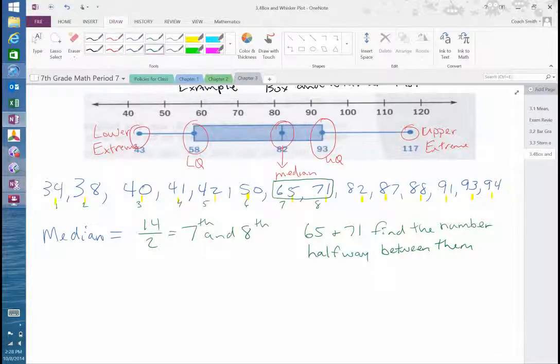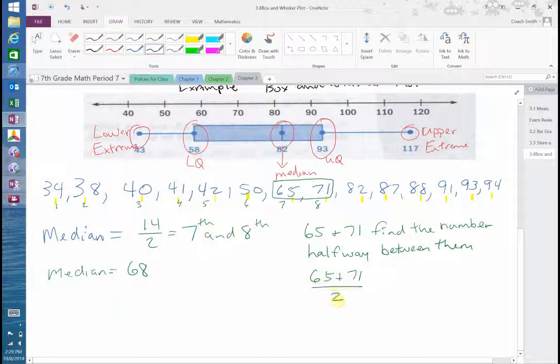What number is halfway in between 65 and 71, Brandon? 68. So the median is equal to 68. Now, if you couldn't see that, what you would need to do is take 65 plus 71 divided by 2. 65 plus 71 is going to give me 136 divided by 2. 136 divided by 2 is 68. So that's your median. So that's step one.